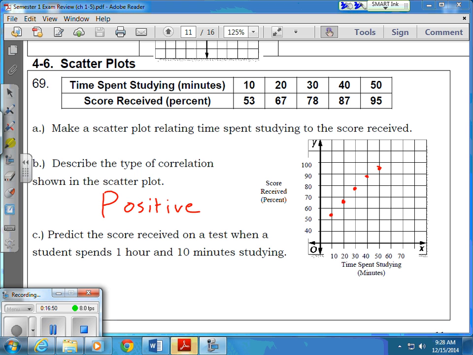So if we follow this pattern, go something like that, maybe a little bit steeper than that, somewhere in here. Oh, but we're at hour and 10 minutes, which is 70. Did you figure that out? Hour and 10 minutes, which is 70. So it'd be somewhere around here. That'd be 90, 100, 110, 120. I say somewhere between 110 and 120. We'll call it 115.